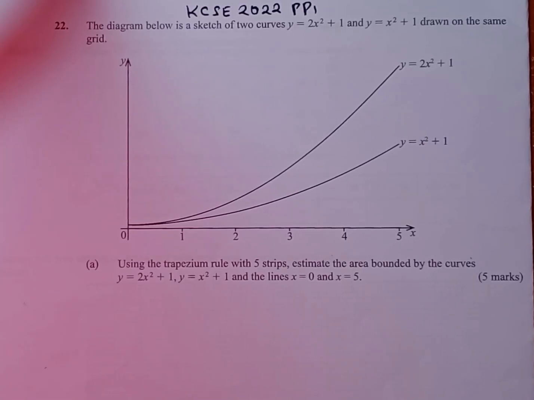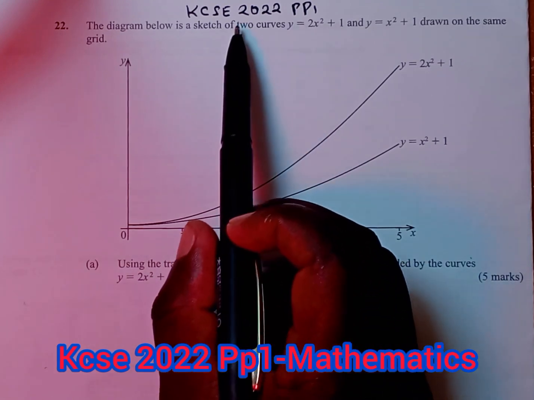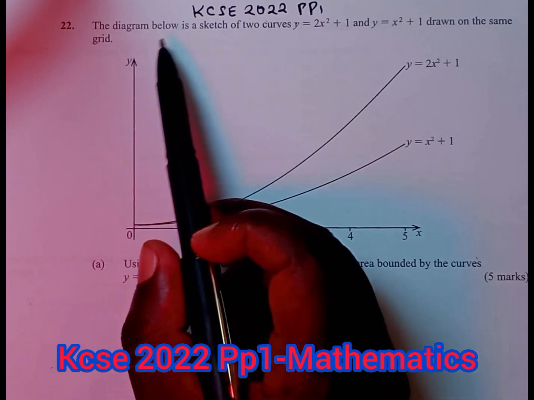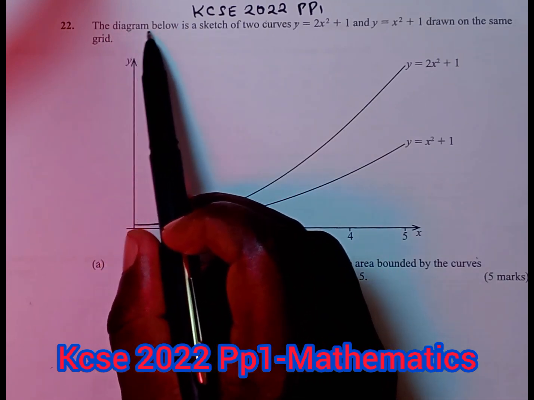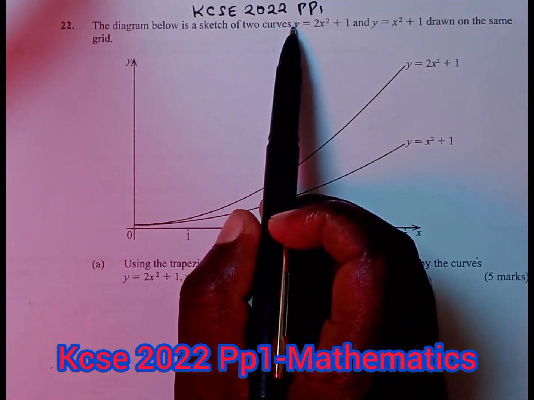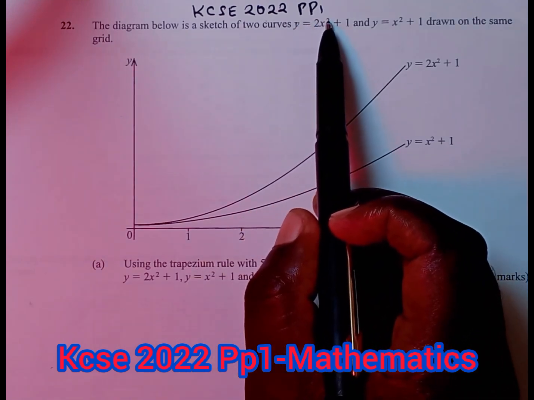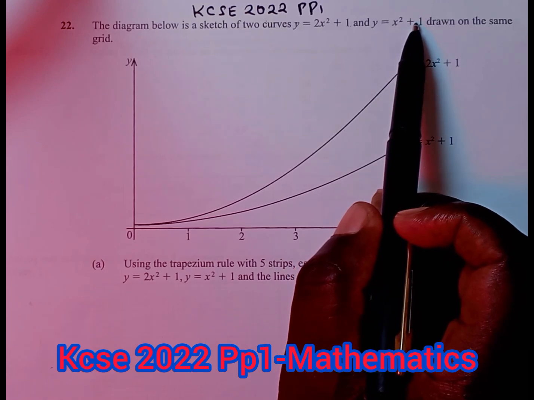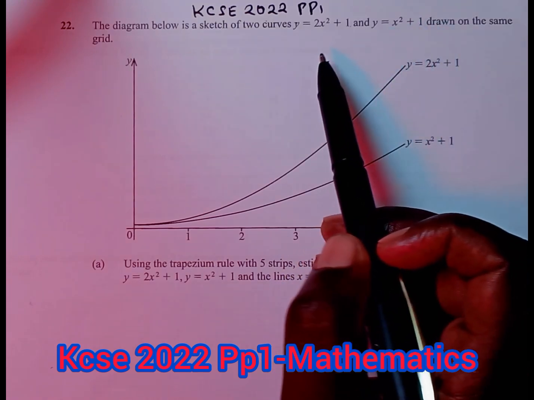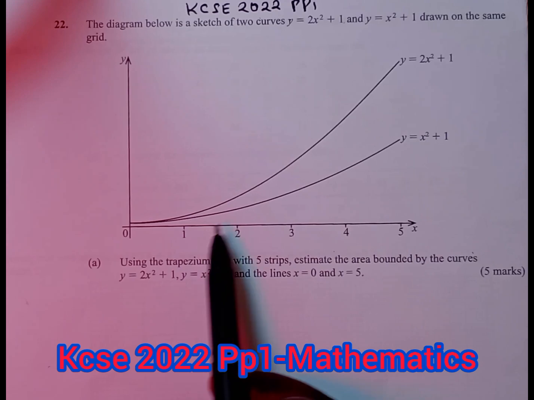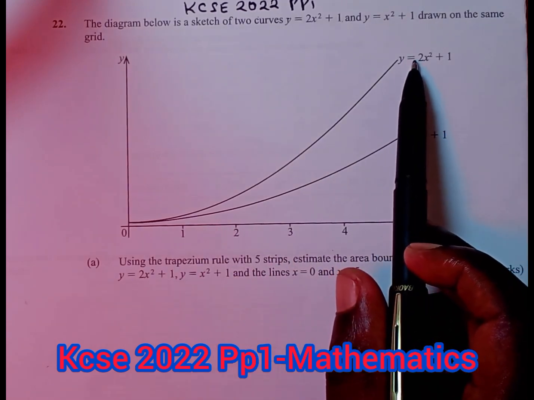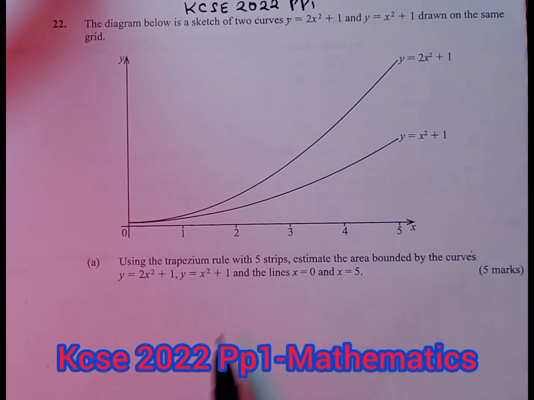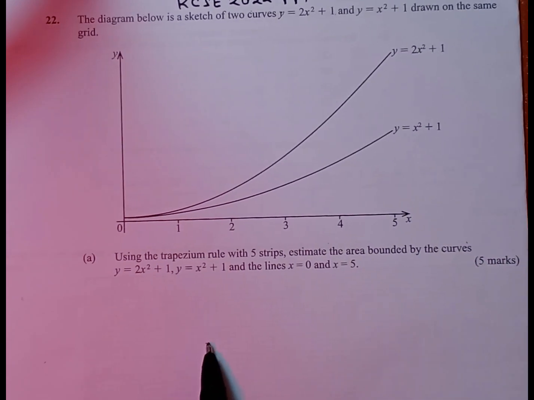We are looking at a question that was done in KCSE 2022. The question is on area approximation. The question reads, the diagram below is a sketch of two curves, y is equal to 2x squared plus 1 and y is equal to x squared plus 1, drawn on the same grid. We have the two curves. Part A of the question.